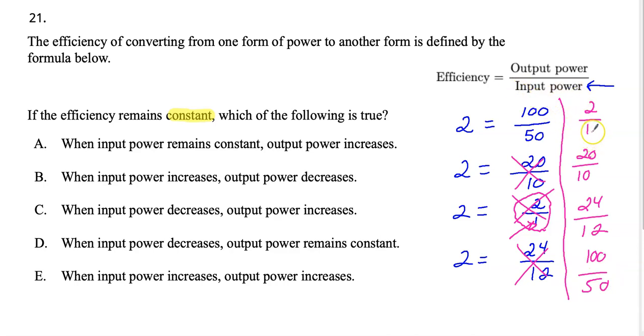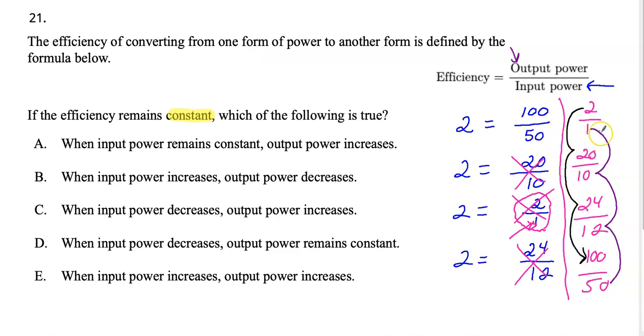So let's look at our input powers now. They go from 1, 10, 12, 50. They go from smaller to larger. They're increasing. The input powers are increasing because that's how I ordered them. Now I need to figure out what's happening to the output powers, the number on top. So let's see what's happening to the output powers. That's the second thing we're looking at. It goes from 2 to 20 to 24 to 100.